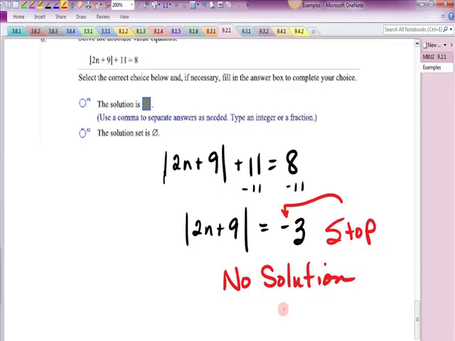And this symbol is an empty set symbol. So the solution set is the empty set, meaning no solution. So if you get your absolute value isolated, no matter what it is, if it's an absolute value isolated and it's equal to a negative, stop the problem. There is no solution. It is called an empty set. All right, work on those absolute value equations.